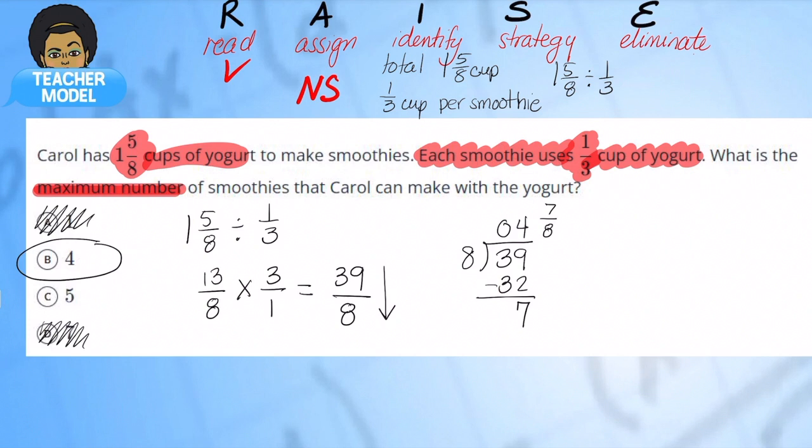Notice how close those two numbers are. This is very close to a full 5. But here's my whole process using RAISE. We've eliminated, we've strategized, and we found a final answer. So let's hit pause so you can jot this down.